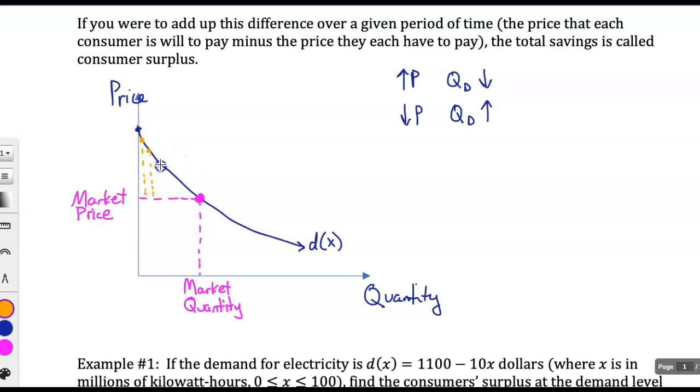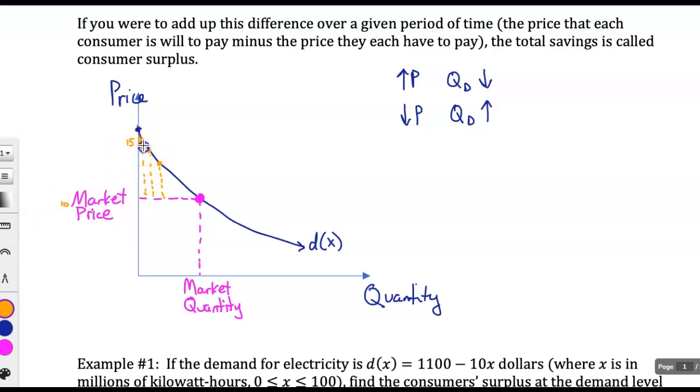I was willing to pay this price, and I only got charged that. So this whole time, I'm willing to pay all these higher prices, but I'm only being charged this amount of money. So say, for example, this is $15 and the market price was only 10. Hey, I feel like I just saved $5.